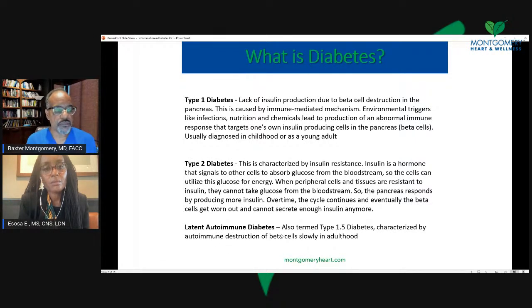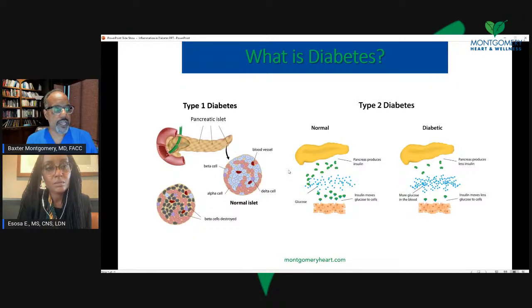Now, this latent autoimmune disease is kind of a 1.5 diabetes. We try to lump things in buckets. What I'm going to do is give you a discussion of what this latent autoimmune disease is. But suffice it to say that 95% of people with diabetes have type 2 diabetes. It used to be that if a child had diabetes, it was type 1, and type 2 was adult onset. We can't use those labels anymore because now more children are getting type 2 diabetes, and we'll talk about why. Here's a diagram showing a schematic of the mechanism.